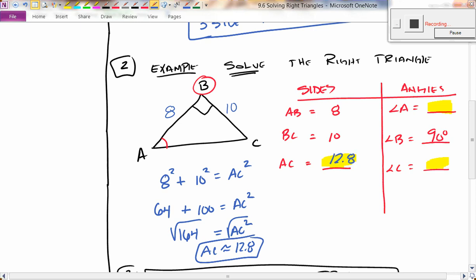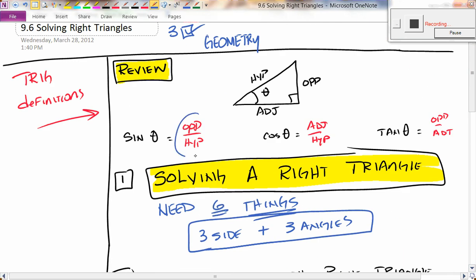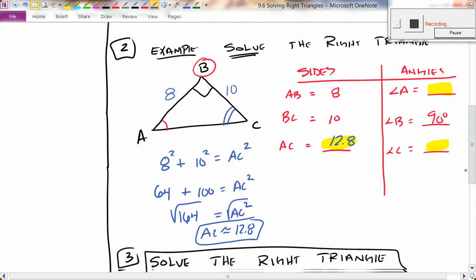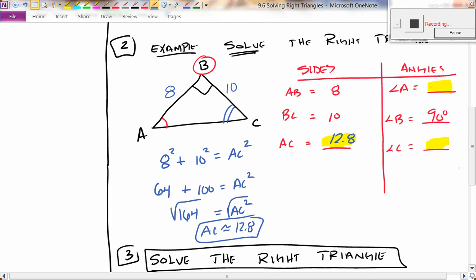All right, am I done? No, I'm not done. Why not? Because I need the angles, right? Okay, which angle do you want to get, A or C? You want to get C? All right, let's take a look at angle C. Here's angle C. According to my trig functions, which we've listed up here in the front, opposite over hypotenuse, adjacent over hypotenuse, and opposite over adjacent, which two do I know when I'm looking at angle C?